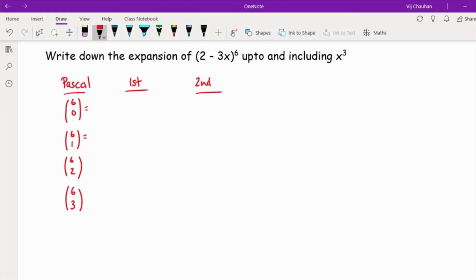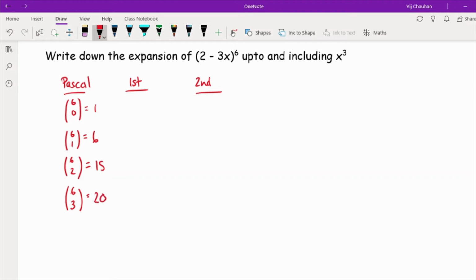If I enter those numbers on my calculator, or I could instantly use Pascal's triangle, I get the values of 1, and then for the second one, 6C1, I get 6, 6C2 I get 15, and 6C3 I get 20.